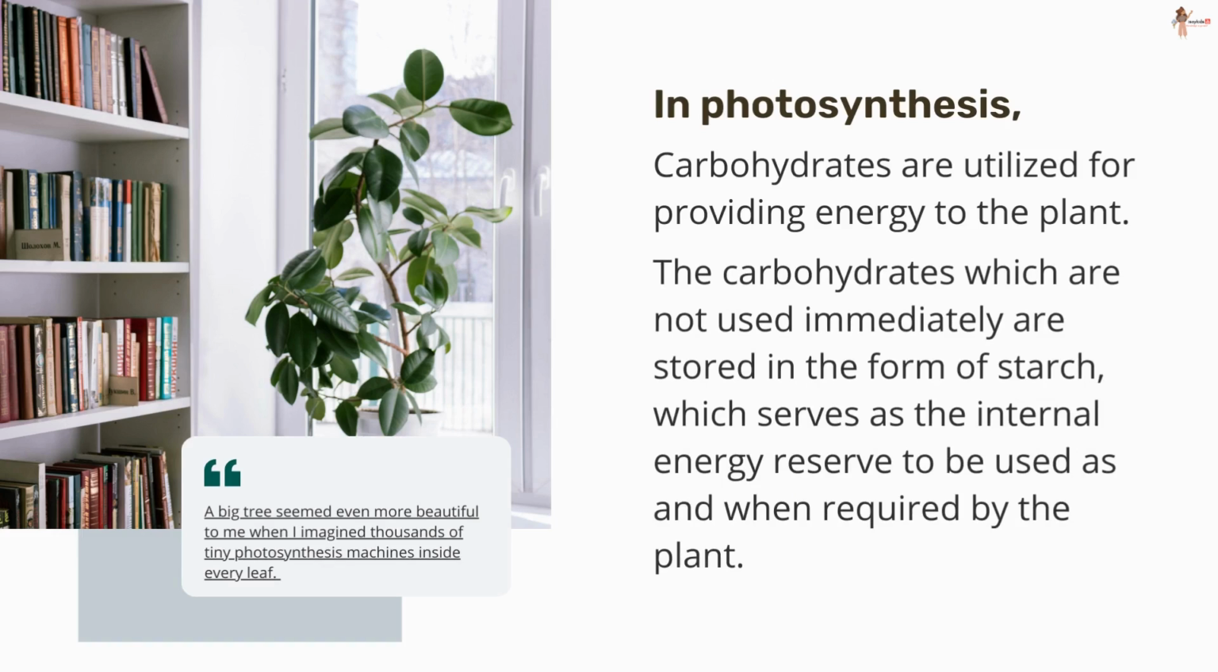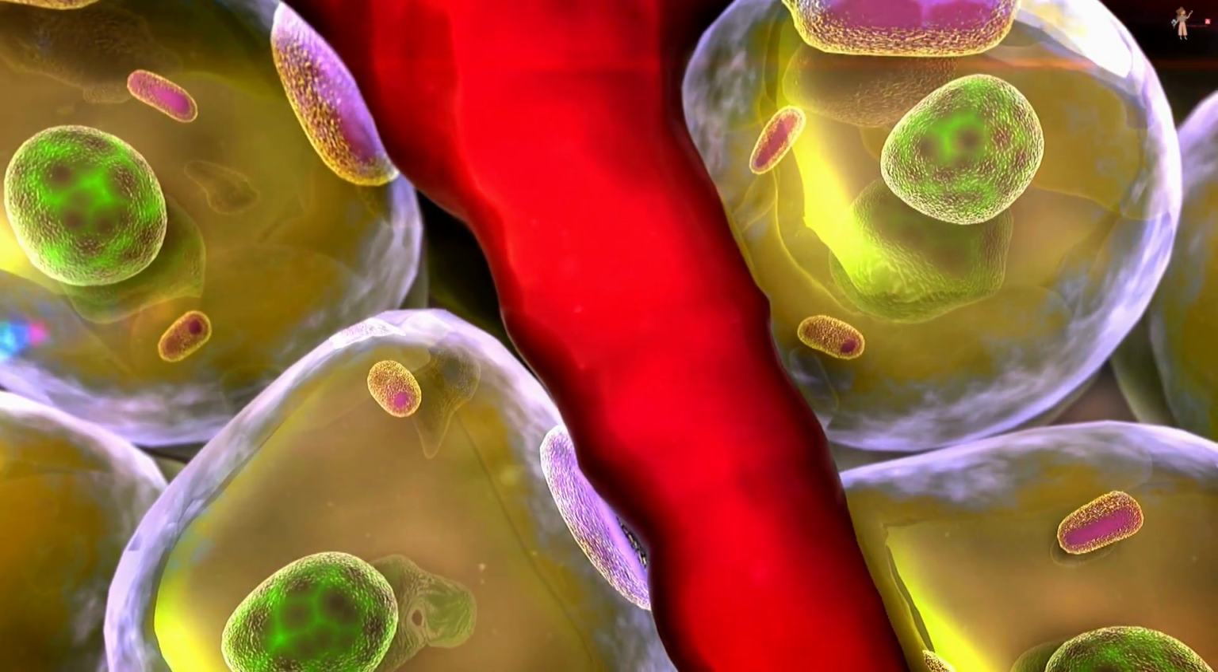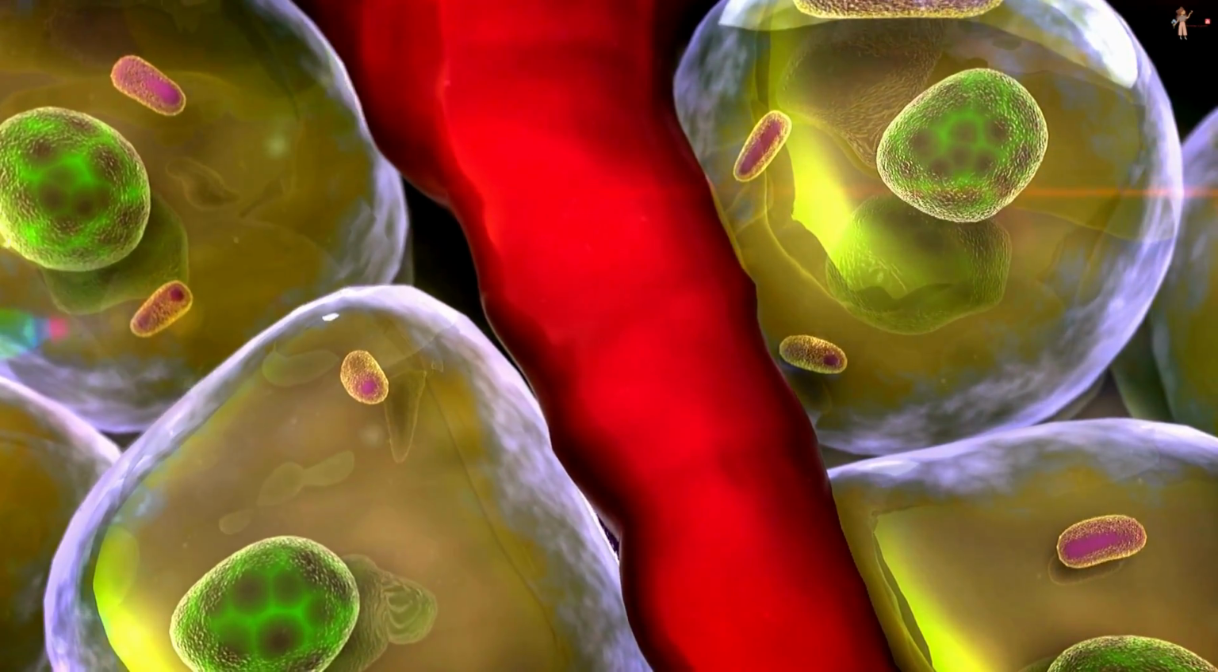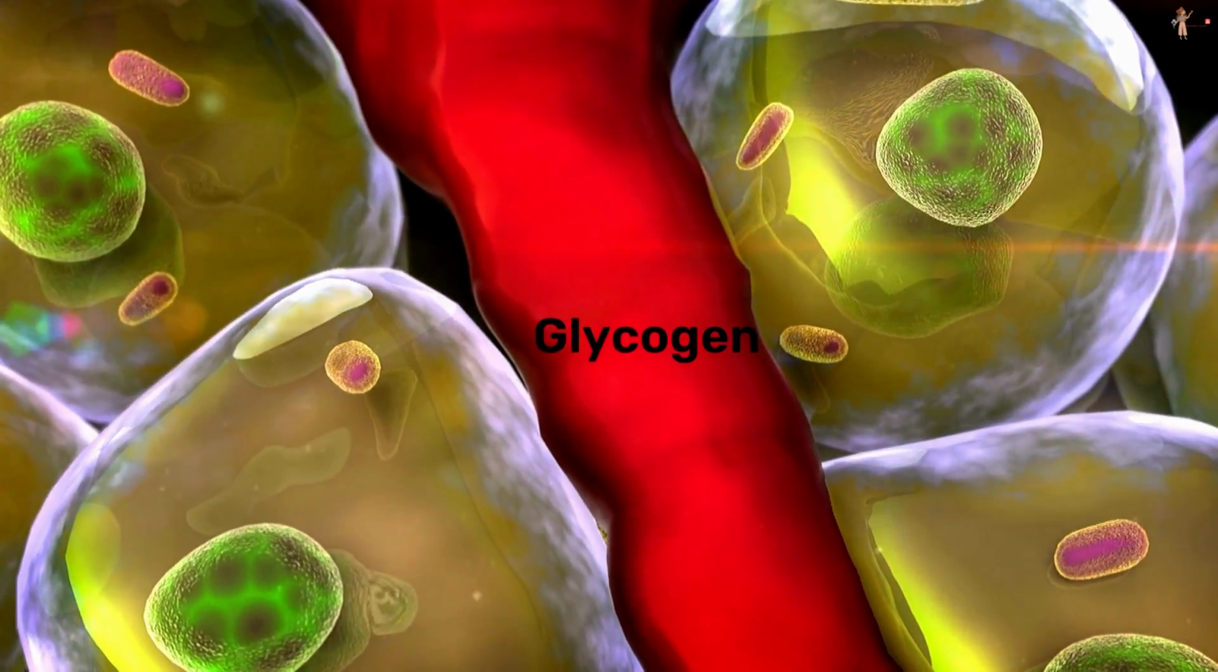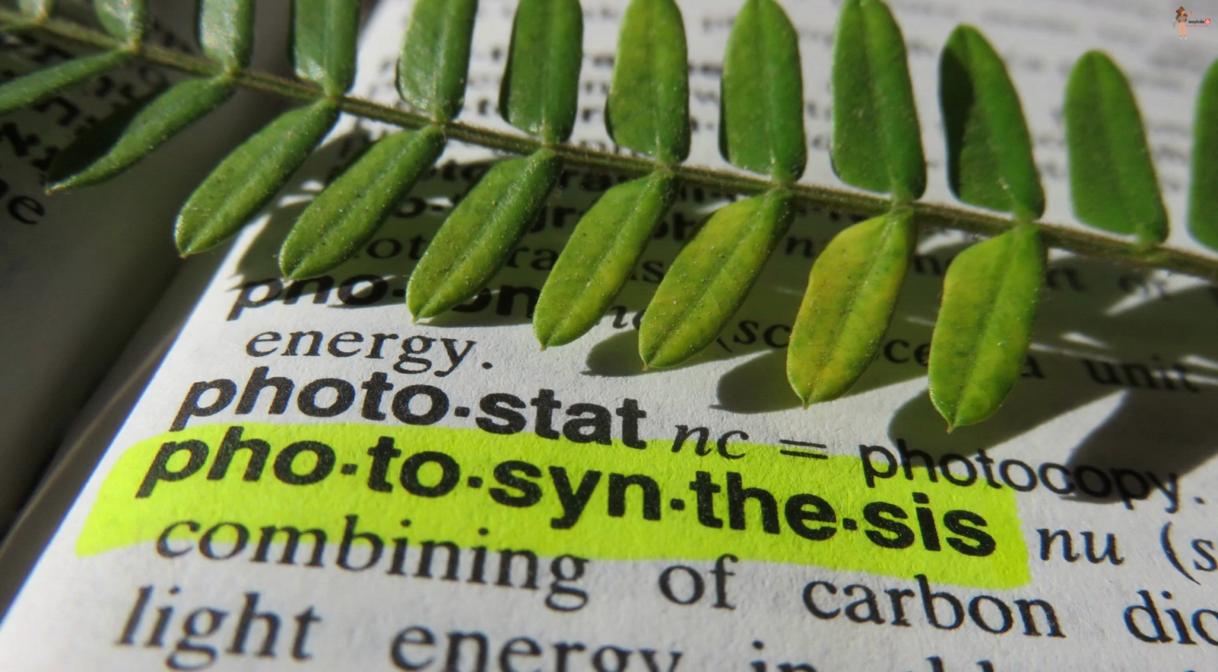The carbohydrates, which are not used immediately, are stored in the form of starch, which serves as the internal energy reserve to be used as and when required by the plant. A somewhat similar situation is seen in us, where some of the energy derived from the food we eat is stored in the body in the form of glycogen.